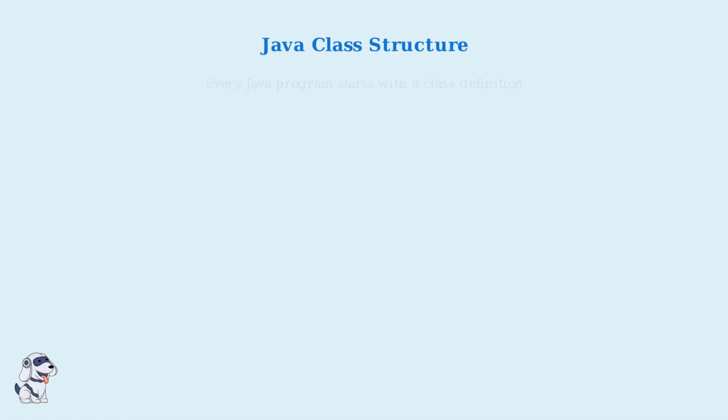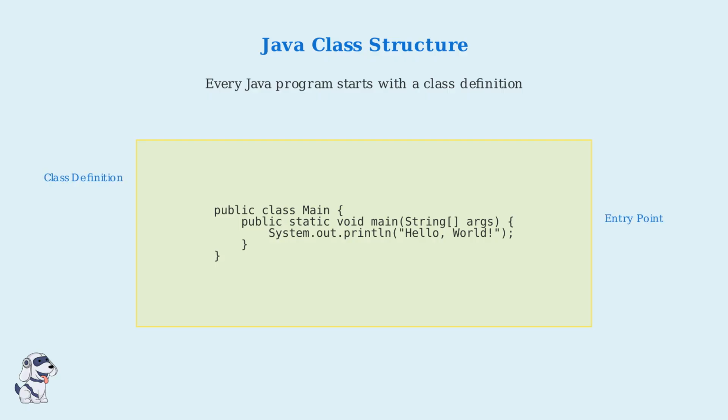Java programming begins with understanding the fundamental structure of a Java program. Every Java program starts with a class, which serves as a blueprint for creating objects. Here's the classic Hello World program that demonstrates the basic structure. We define a class called Main, which contains the main method, the entry point where program execution begins.